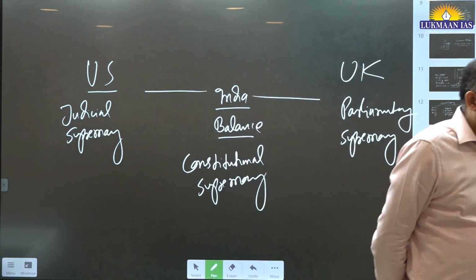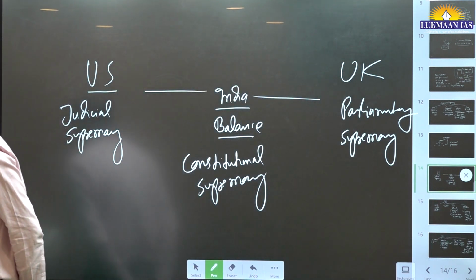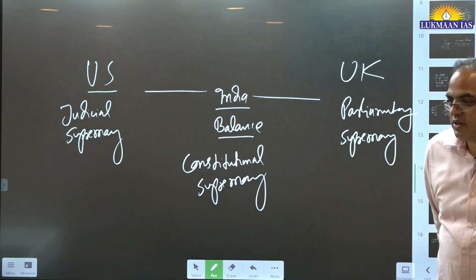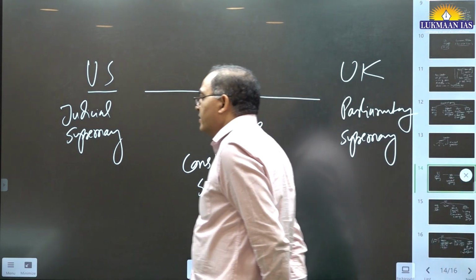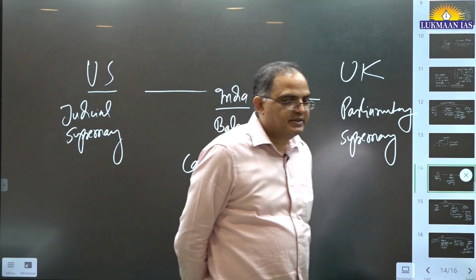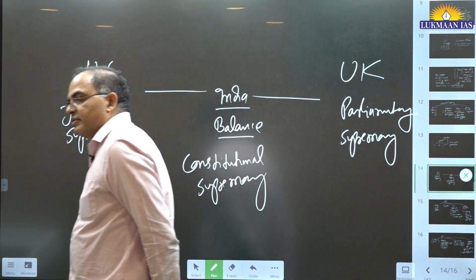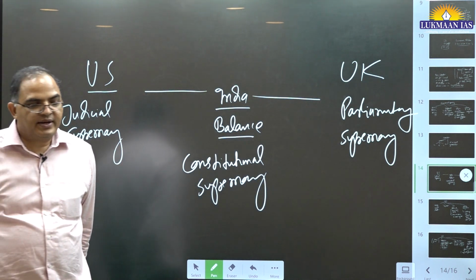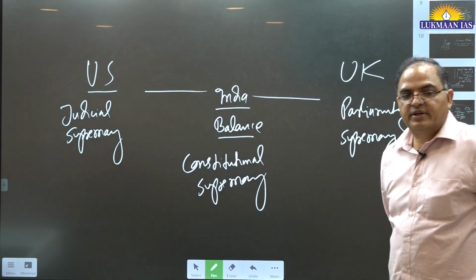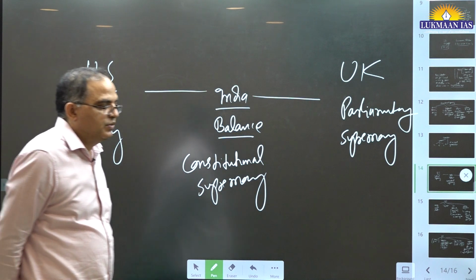However, that resulted in shifting of powers towards the judiciary. And that's why it has judicial supremacy. However, the framers of the Constitution avoided the two extremes by adopting constitutional supremacy.